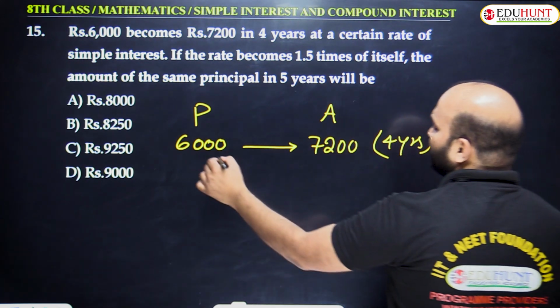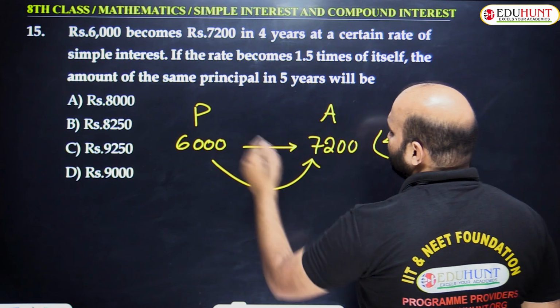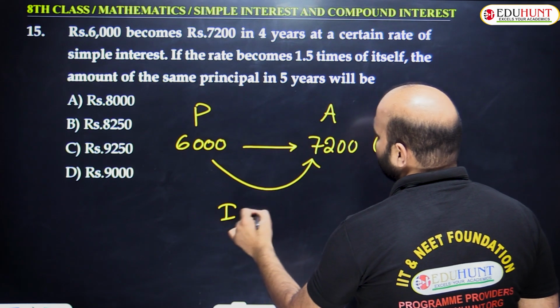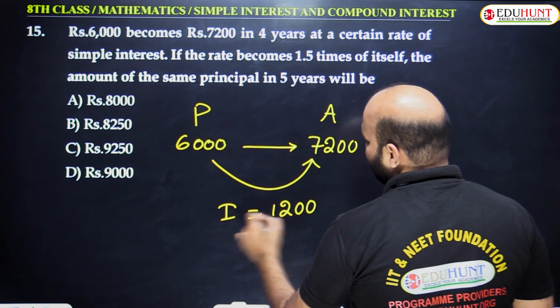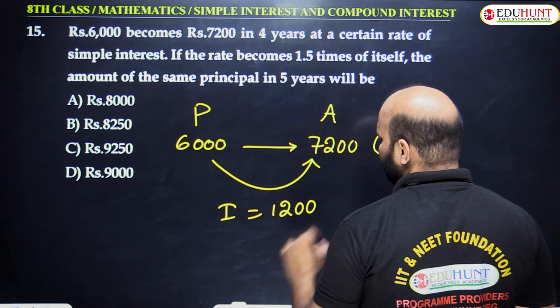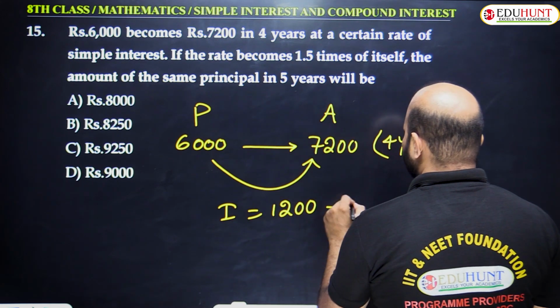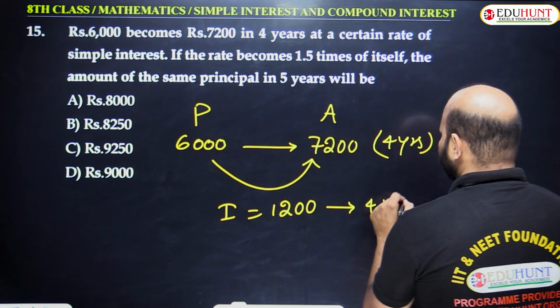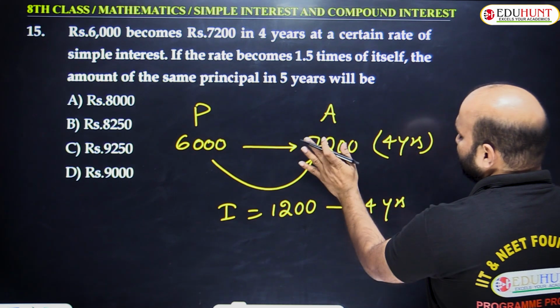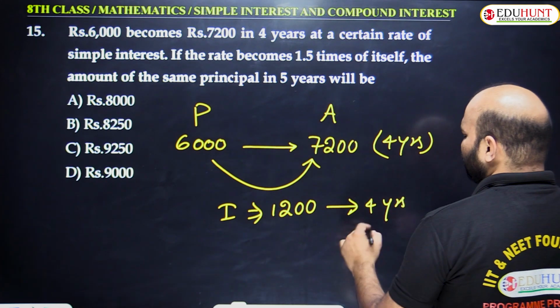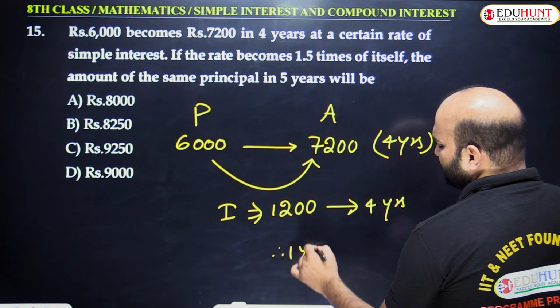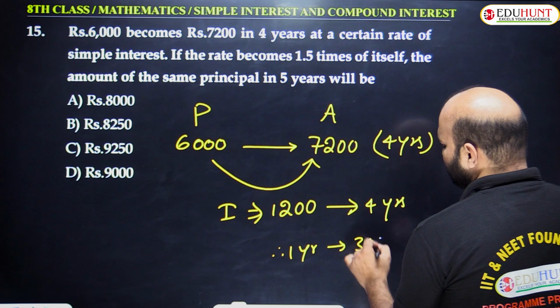But how much interest is it getting? First you have to find the interest. Amount minus principal is called interest. How much? 1,200 rupees in 4 years. This is a 4 years simple interest. So clearly, therefore, 1 year interest equals 300 rupees.